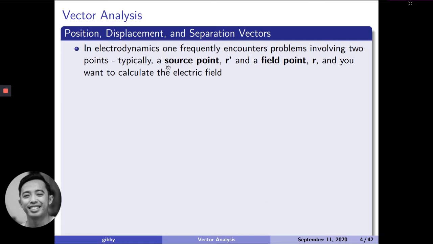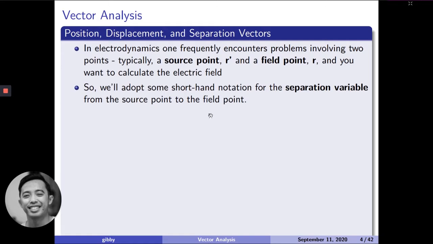So in electrodynamics, one frequently encounters problems involving 2 points, typically a source point, as I've said at the beginning, r prime, and a field point r, and you want to calculate the electric field. So we'll adopt some shorthand notation for the separation variable from the source point to the field point, and we call that a script r.